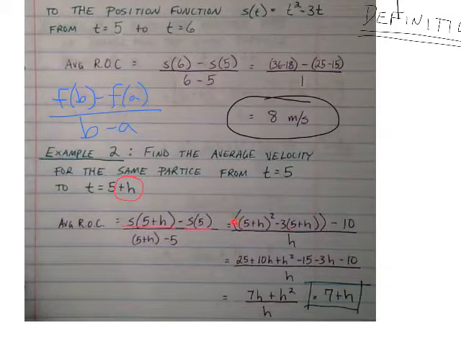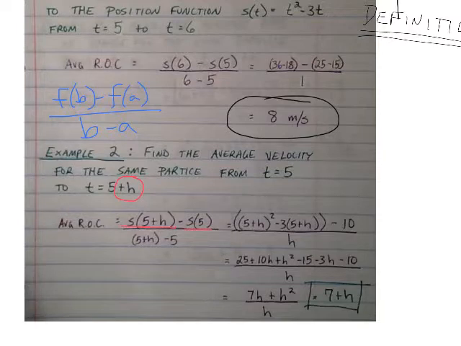So I have written this out. This is s of 5 plus h, and then s of 5 we found was 10, so I just put 10 there. And the trick here is we need to expand all of this out. So we multiply 5 plus h times 5 plus h, and we get this value. We distribute the 3 in, and we get that. And if we simplify the numerator all out, we get 7h plus h squared. And our denominator is h, so we factor out an h. And we find that the average velocity from time 5 to 5 plus h is 7 plus h.